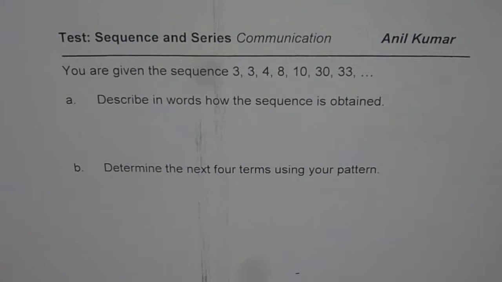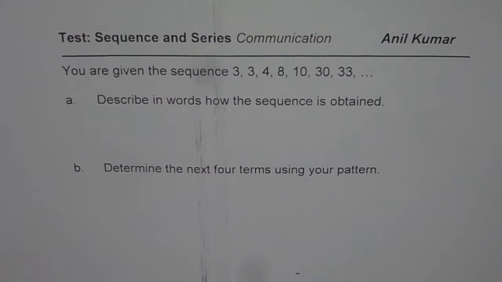It is a test on sequence and series. The question is: you are given the sequence 3, 3, 4, 8, 10, 30, 33, and so on. Describe in words how the sequence is obtained. And part B is: determine the next four terms using your pattern.